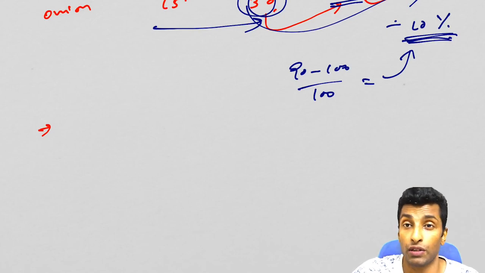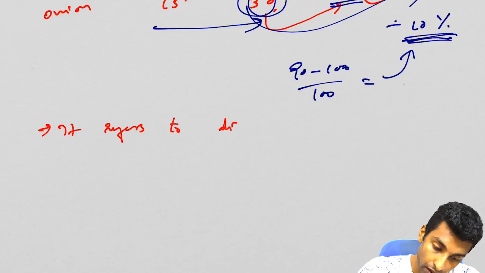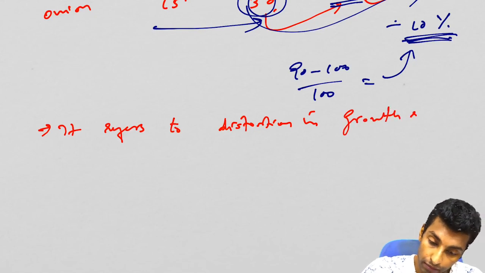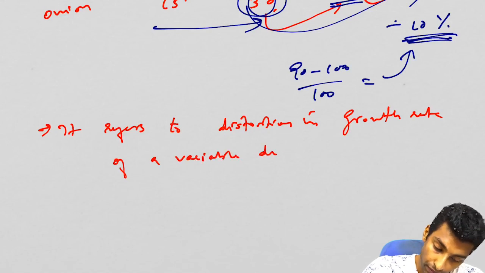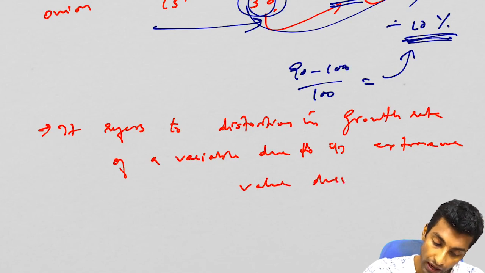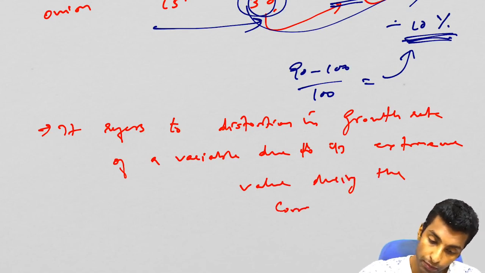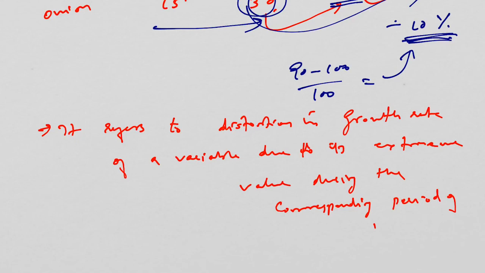So if you need a definition, what is base effect? It was actually a prelims question in 2015. What is base effect? It refers to distortion in the growth rate of a variable due to its extreme value during the corresponding period of the previous year. So that's what base effect is.